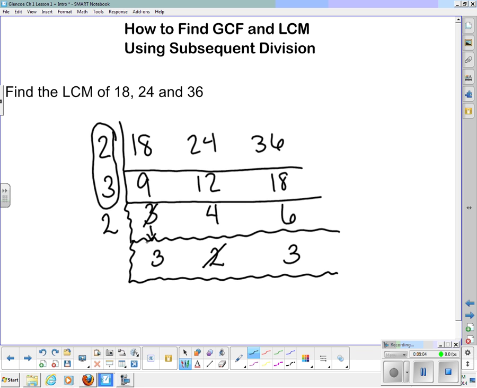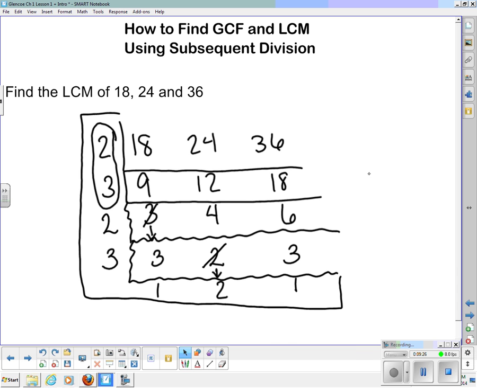What else? 3 divided by 3 is? 1. 3 divided by 3 is? 1. Don't forget to bring that 2 down. Now, this does not affect the GCF. That is still 6. But we need all the numbers to start multiplying for LCM. We're going to have 2 times 3 times 2 times 3 times 1 times 2 times 1.